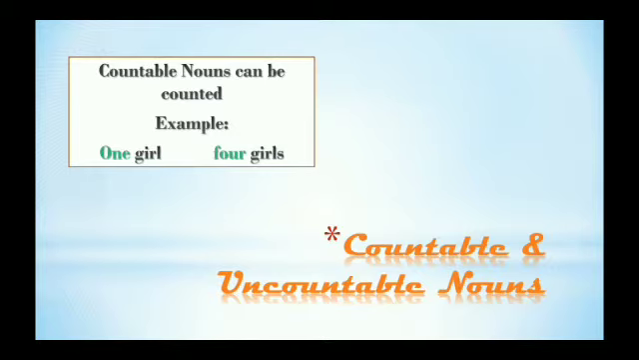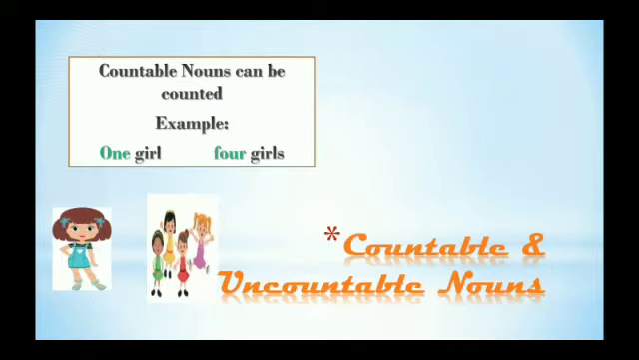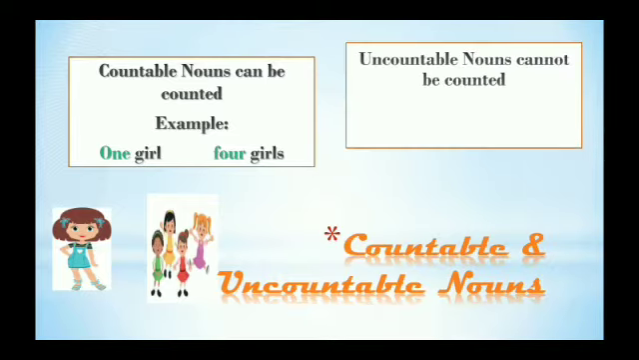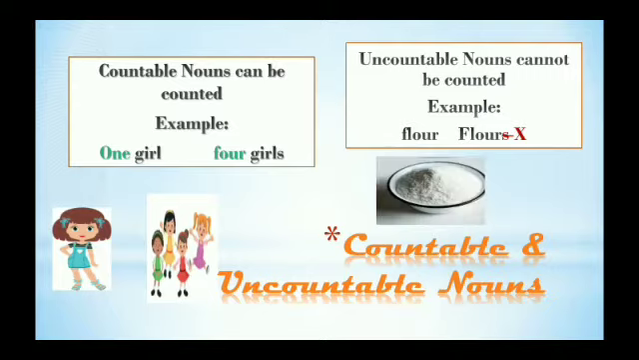Examples: girl. We can say one girl, or we can also see from the picture that there are 4 girls. So we can count the girls. So girl is a countable noun. Whereas uncountable nouns cannot be counted. We can't count the uncountable nouns. Examples: flower. Now we cannot say one flower, 2 flower. Flower is an uncountable noun, so we cannot count. Adding s after flower is wrong usage.